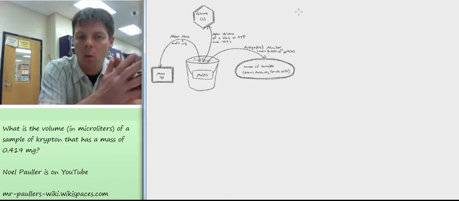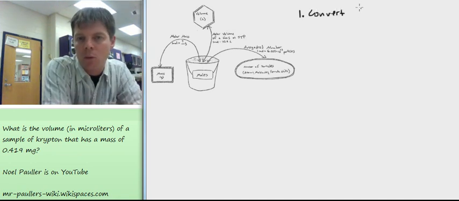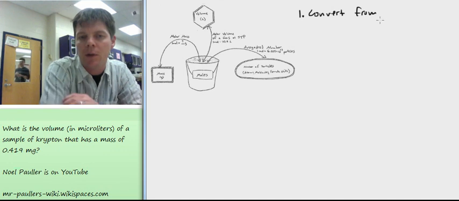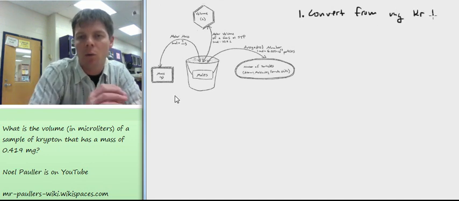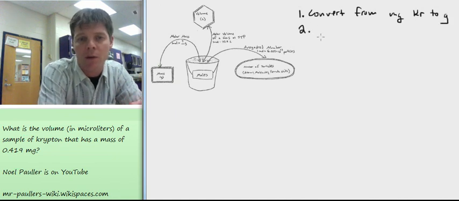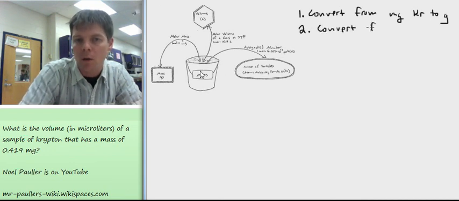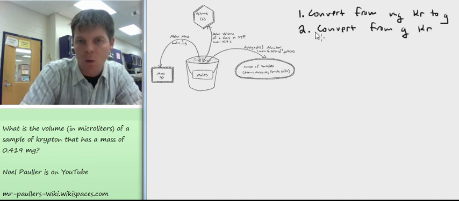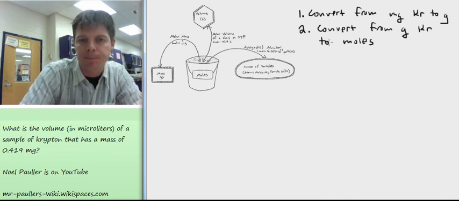So let's think about what our strategy would be. We're starting out with information about krypton. We have a mass in milligrams. In order to use the mole bucket, we need to know a mass in grams. So we're going to convert from milligrams of krypton to grams of krypton. That'll be our first step. Our second step is going to involve trying to calculate from mass to get into the mole bucket. We'll need to use molar mass to do that. So we're going to convert from grams of krypton to moles of krypton.